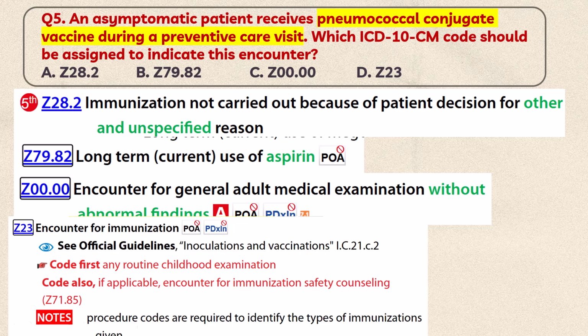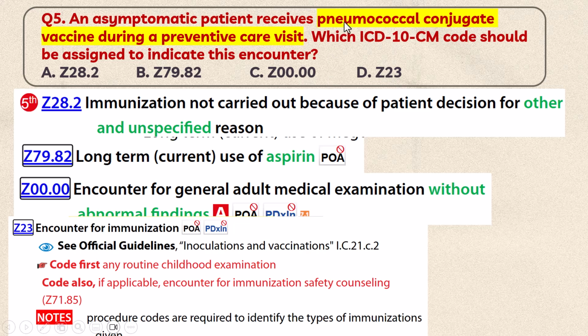So when you go to Z28.2, that is immunization not carried out because of patient decision for other and unspecified reason. So A is not possible. B is Z79.82, that is long-term current use of aspirin. So that is also not suitable. C is Z00.00, that is encounter for general adult medical examination without abnormal findings. So that is also not possible. So the answer D is Z23, that is encounter for immunization. So that answer is correct.